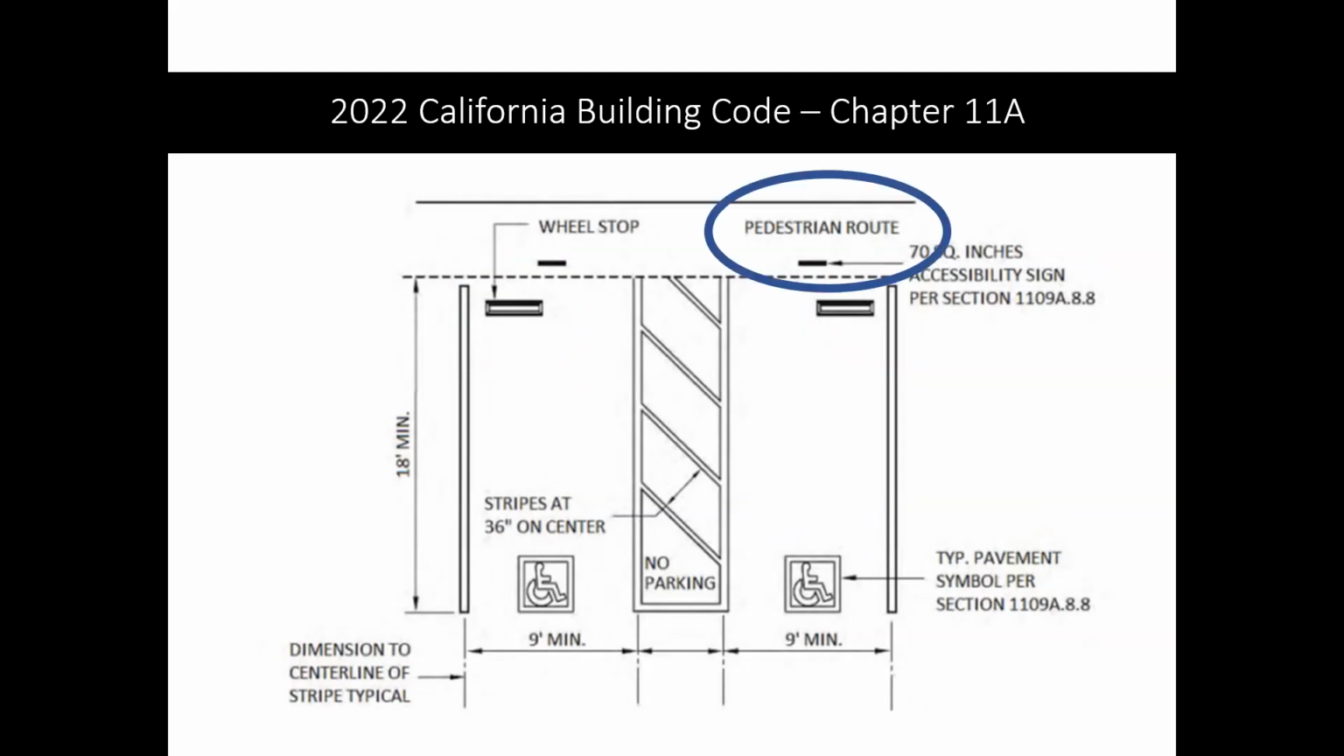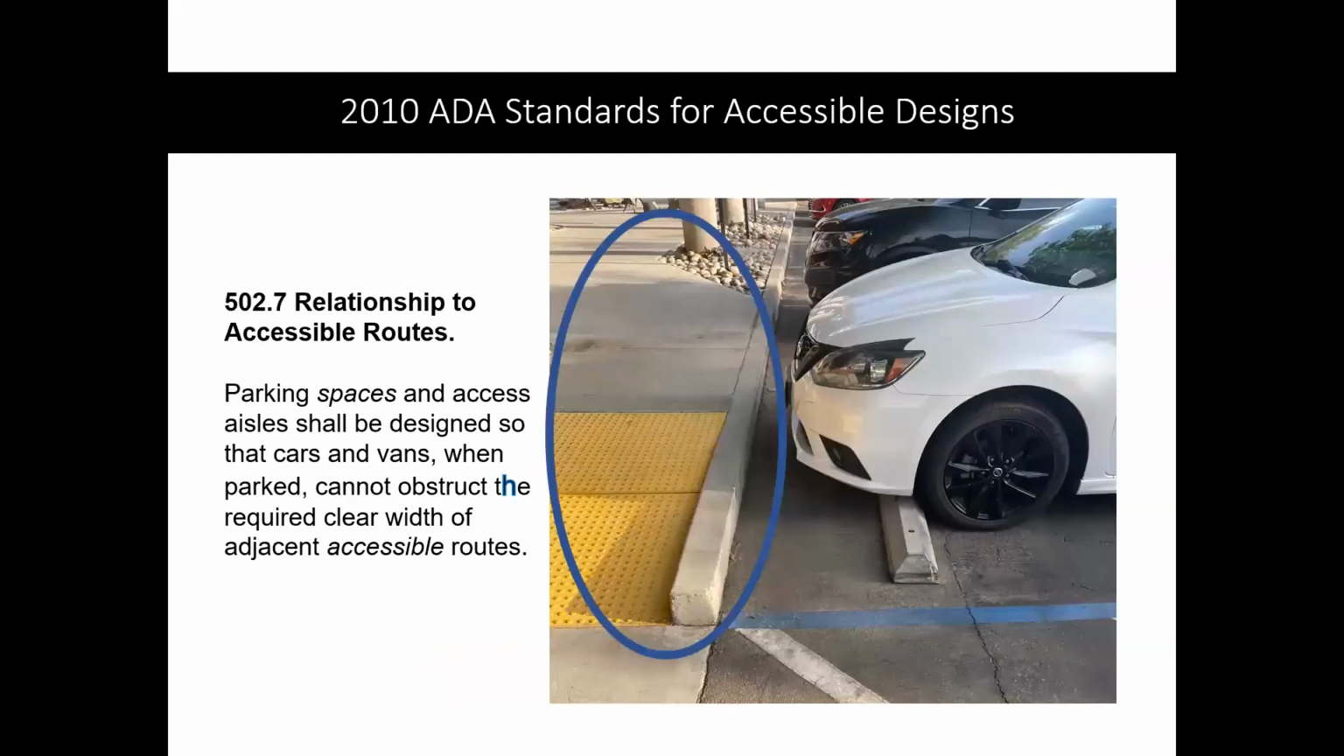Continuing then with section 1109A.8.2 that covers the arrangement of parking spaces, it states: parking spaces shall be arranged to comply with the following. 1, in each parking area, a bumper or curb shall be provided and located to prevent encroachment of cars over the required width of walkways.